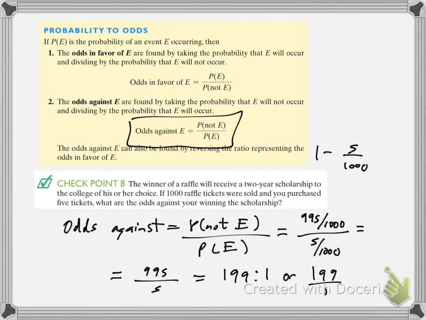The reason that is true is that when you do a fraction divided by a fraction, you do 995 over 1,000, and you flip the bottom one, copy dot flip. So that'd be 1,000 over 5, and then these cancel. So you get 995 over 5, which is 199. So the odds against you are 199 to 1. So you're probably going to lose because you only bought 5 raffle tickets. So that is how odds work.